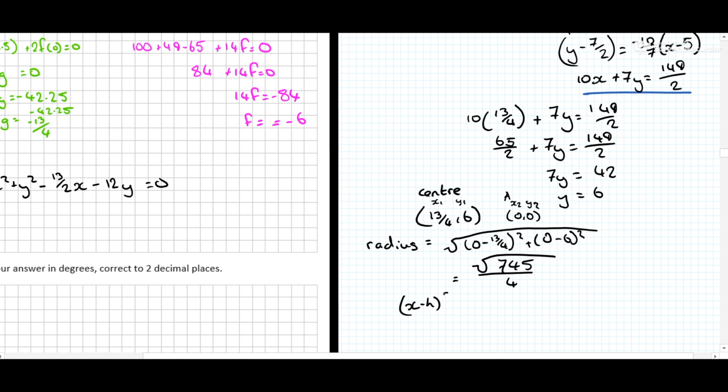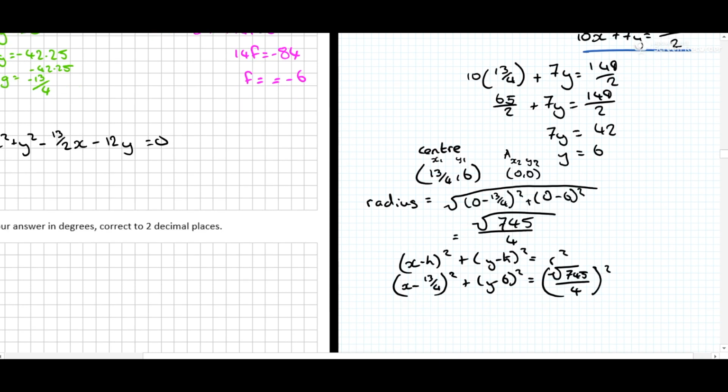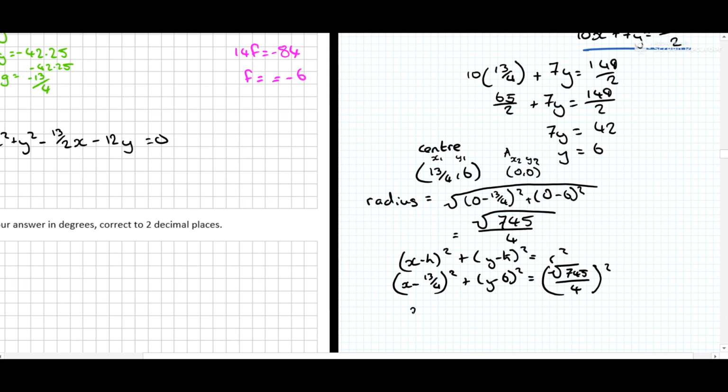And now we can use the formula that we're given in the log tables on page 19. X minus h squared plus y minus k squared is equal to r squared. So it's x minus 13 over 4 squared plus y minus 6 squared is equal to square root 745 over 4 squared. And let's just tidy it up a little bit. Minus 6 squared is equal to 745 over 16.